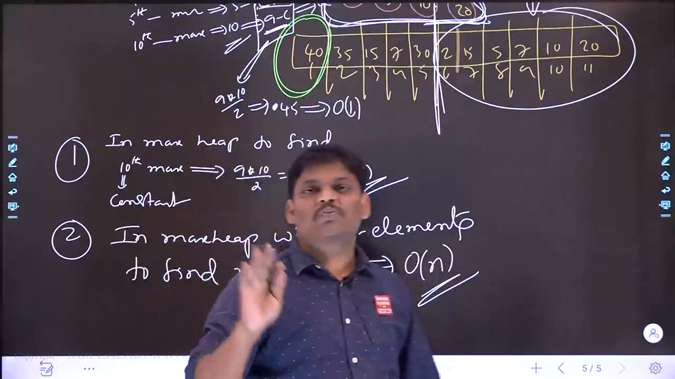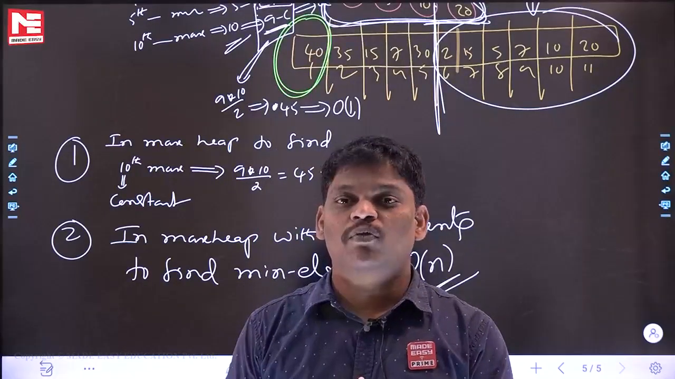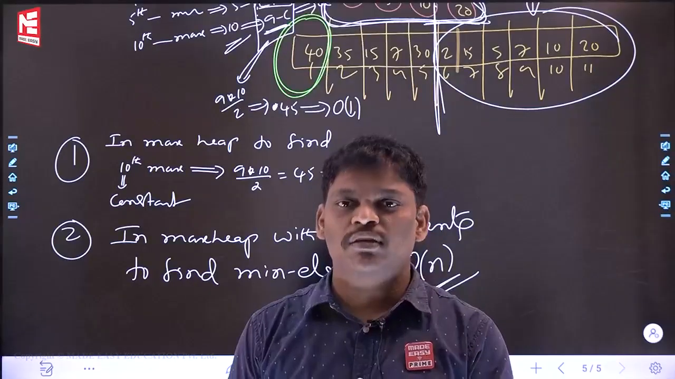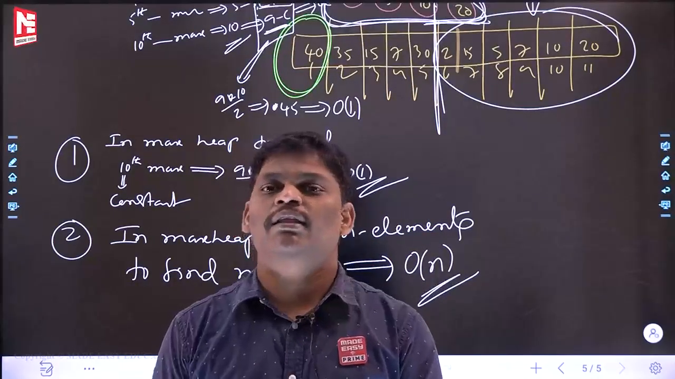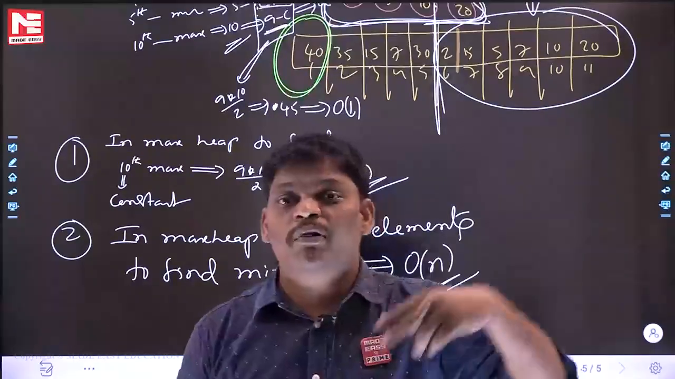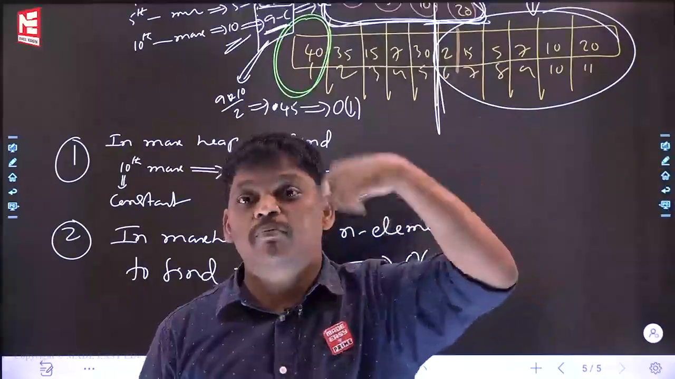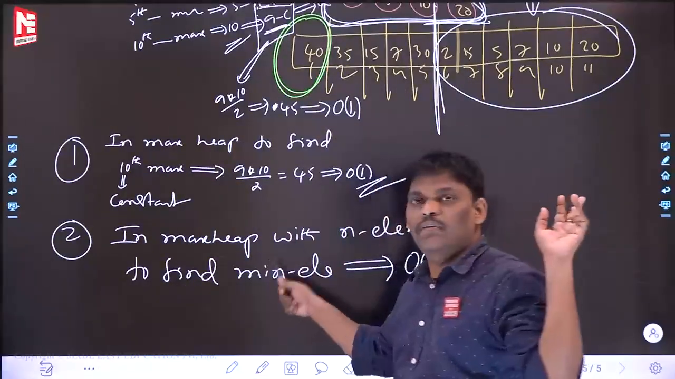In one of the previous papers, this question is given. Max heap to find out the minimum element, how much time? What is the answer? N. Why? Max heap, minimum element, no relation. First of all, max heap is an array. In the array, scanning and finding the minimum element. Same thing will happen with the min heap also. Min heap minimum, constant. But min heap maximum, order of n. This is given many times in the previous papers, please take care.